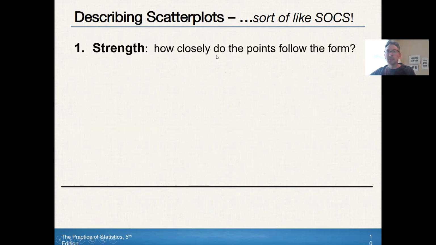So let's talk about these 4 things that you need for scatter plots. This is not going to be socks. So we're going to talk about the strength. How closely do the points follow the form? If those points follow a pattern, I'm going to try and draw a small one right up here.